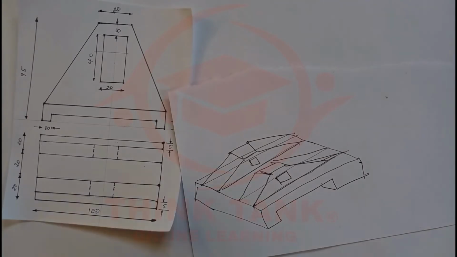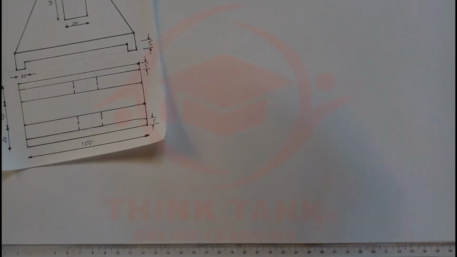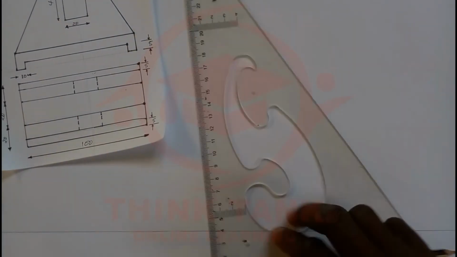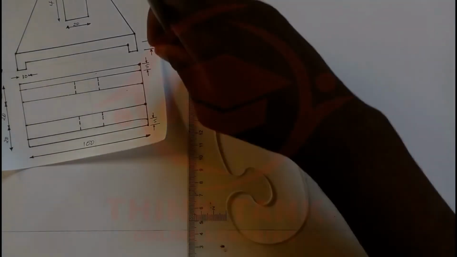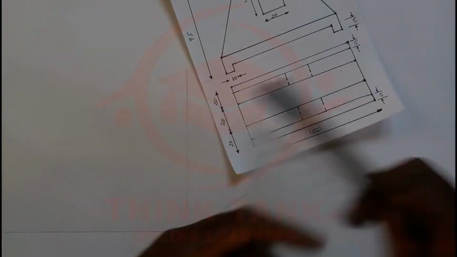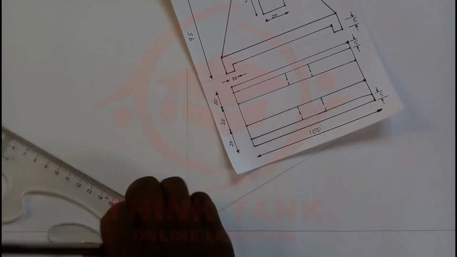Taking my 6H, which is the pen that I'm going to use for construction, I'm going to draw the reference axis right here, and project this straight line right here. Draw these lines.